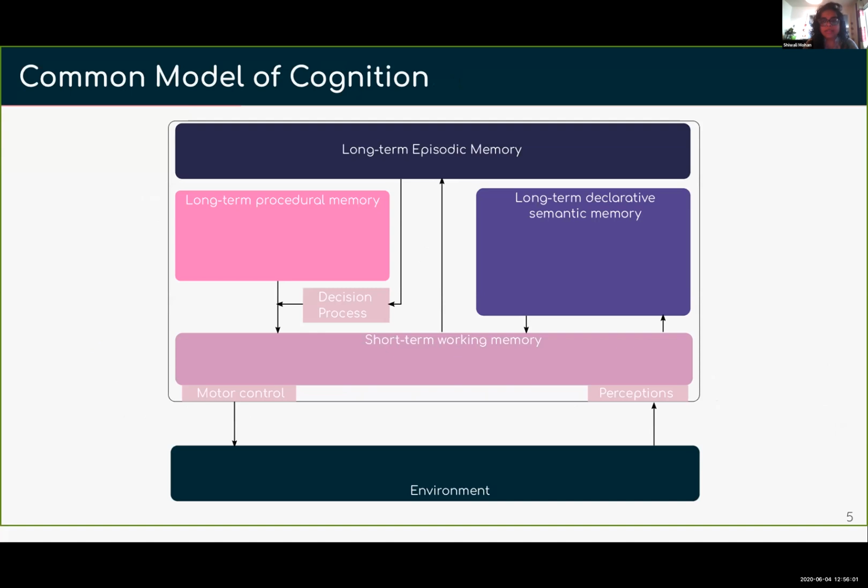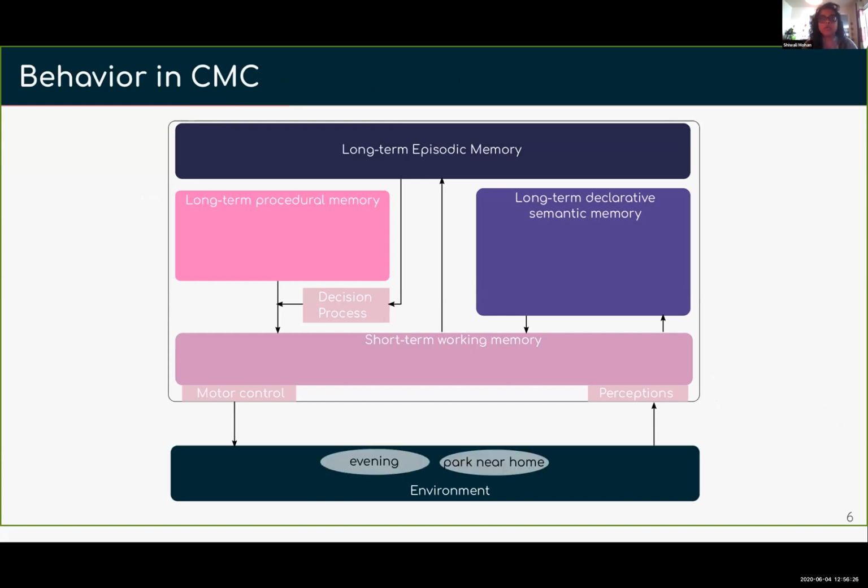So just very quickly, this is a picture of a cognitive model. John's picture had combined the declarative semantic memory and episodic memory together in a single box. But I separate this out and you'll see in a moment why. So we start thinking about how exactly a health behavior, or any kind of behavior, would arise in this model, right? So imagine you are coming back from your office and you notice that it's evening, and you notice the park that's near your home in the environment. And so this context is brought into your short-term working memory.